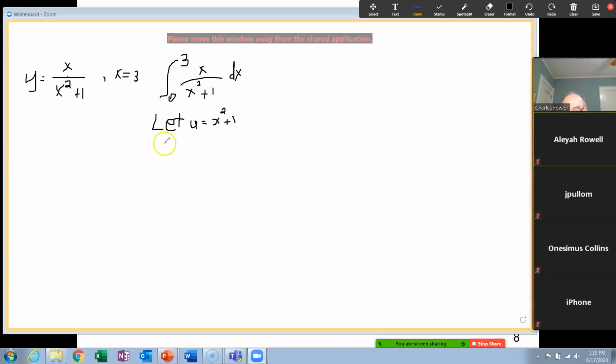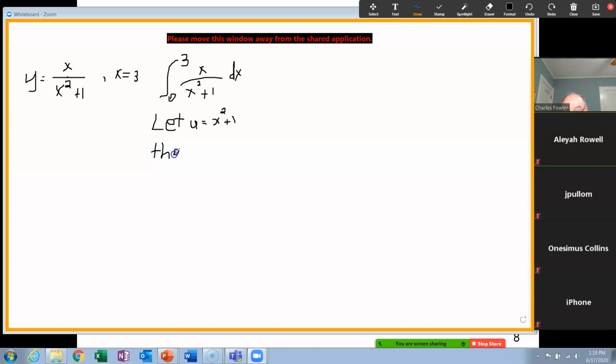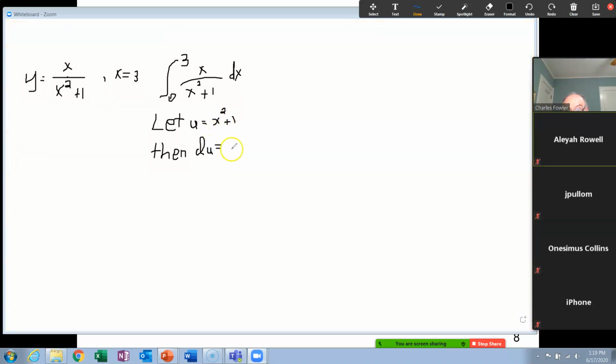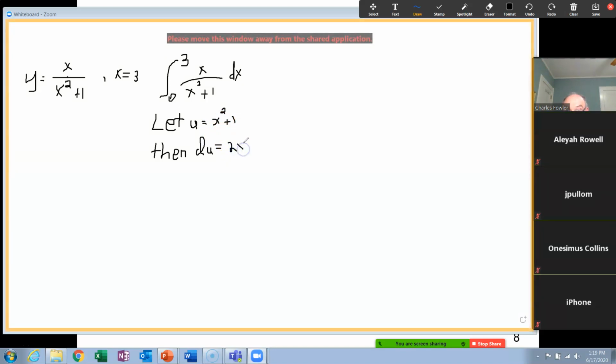Always after you make a u substitution, the next line is then what? Take the derivative. You need the d part. So du, or more precisely, take a differential. Du, anyone tell me what that is? Derivative of x squared is? 2x. 2x dx. Differential, you need that dx on this side. Very good.